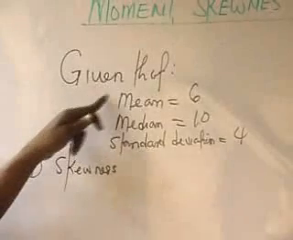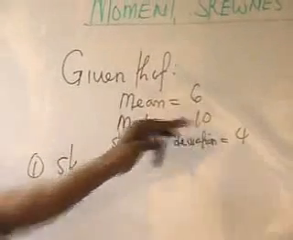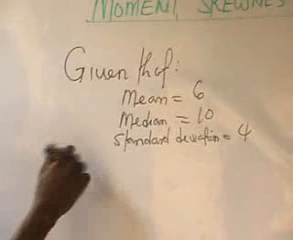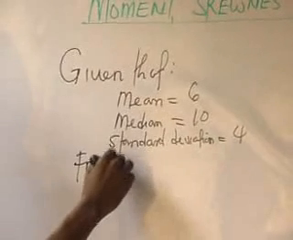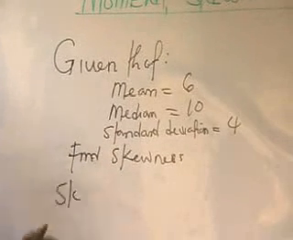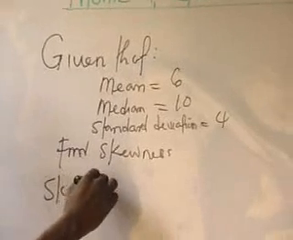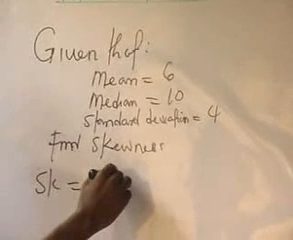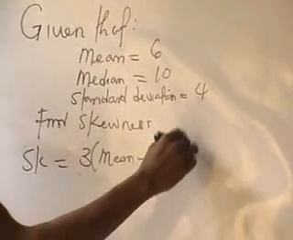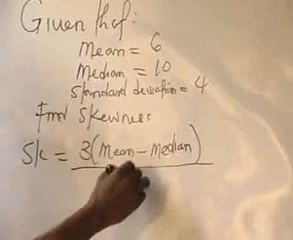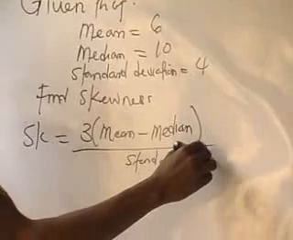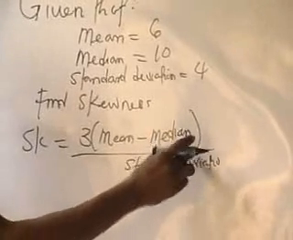So given that mean is 6, median is 10, standard deviation is 4, we are now asked to find skewness. How do we get our skewness? Our skewness is SK, that's the symbol, which is equal to 3 times mean minus median, all over standard deviation.